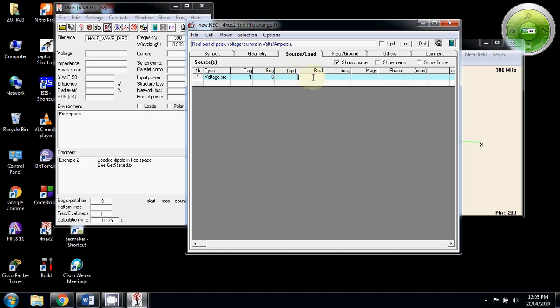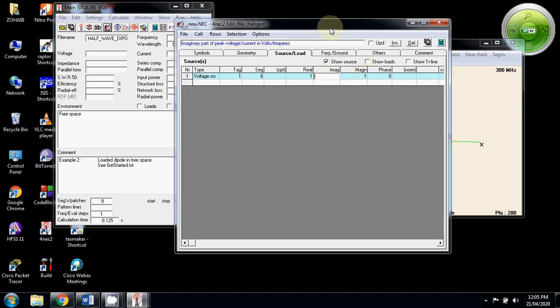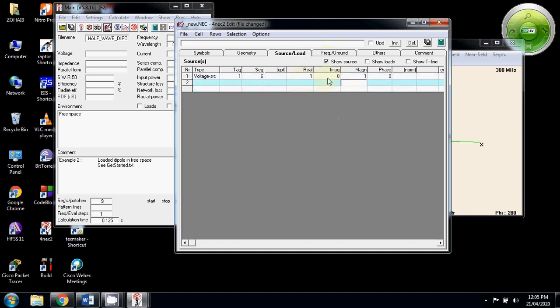In Real, we have to enter the amount of voltage we need to put. Usually people give a normalized voltage, so I'll put 1. 1 will correspond to 1 volt. Imaginary is because our voltage might have some phase as well. If we want to have a 0 phase in our supply, we'll put real as 1 and imaginary as 0. Automatically the phase will become 0.